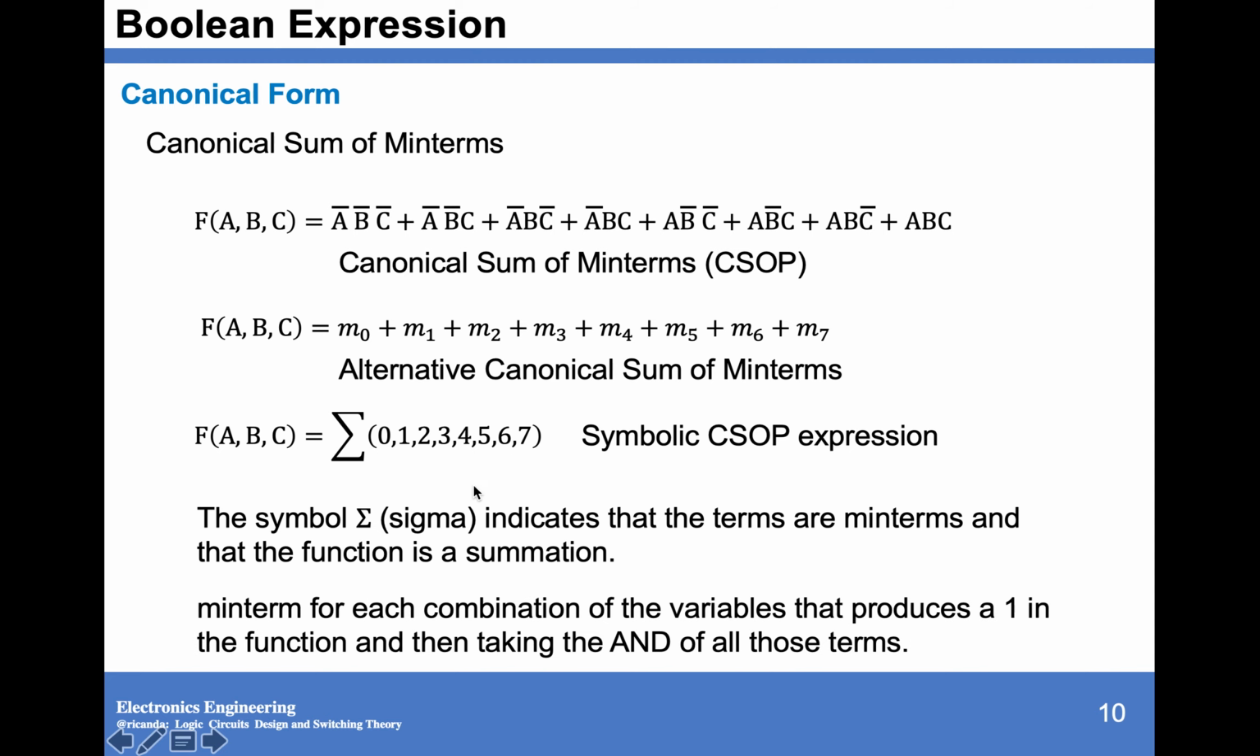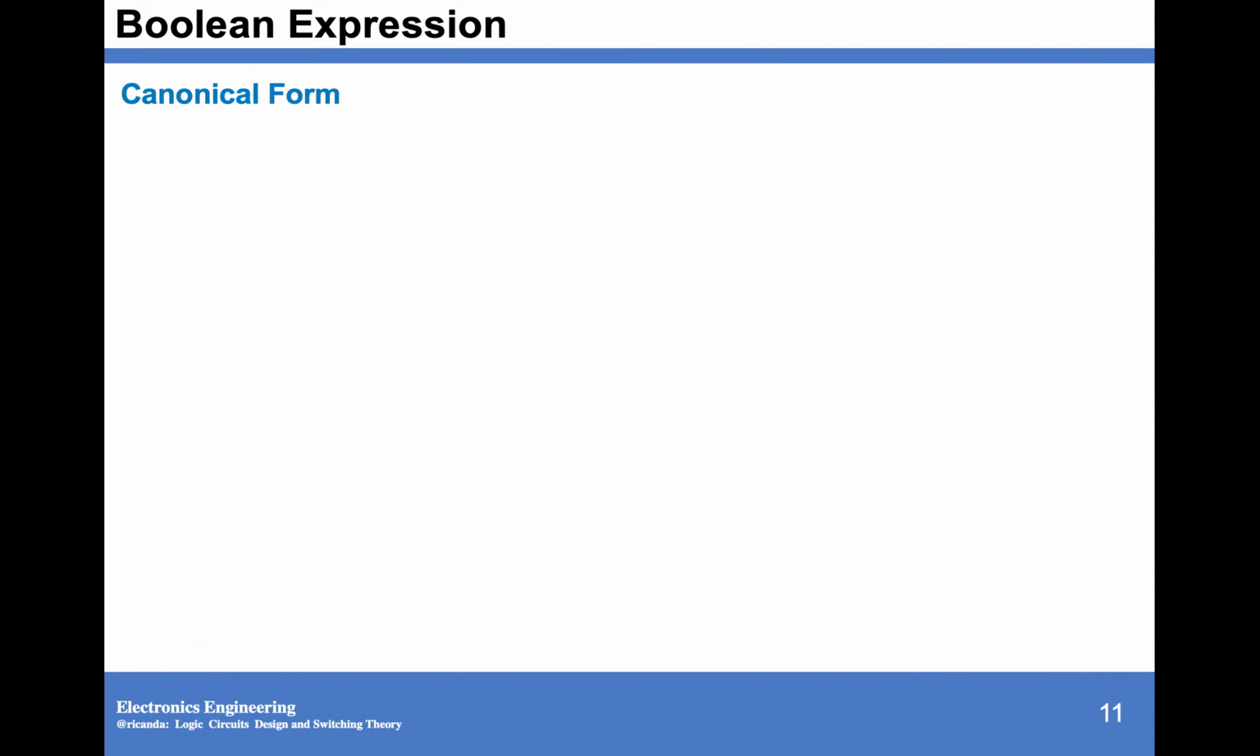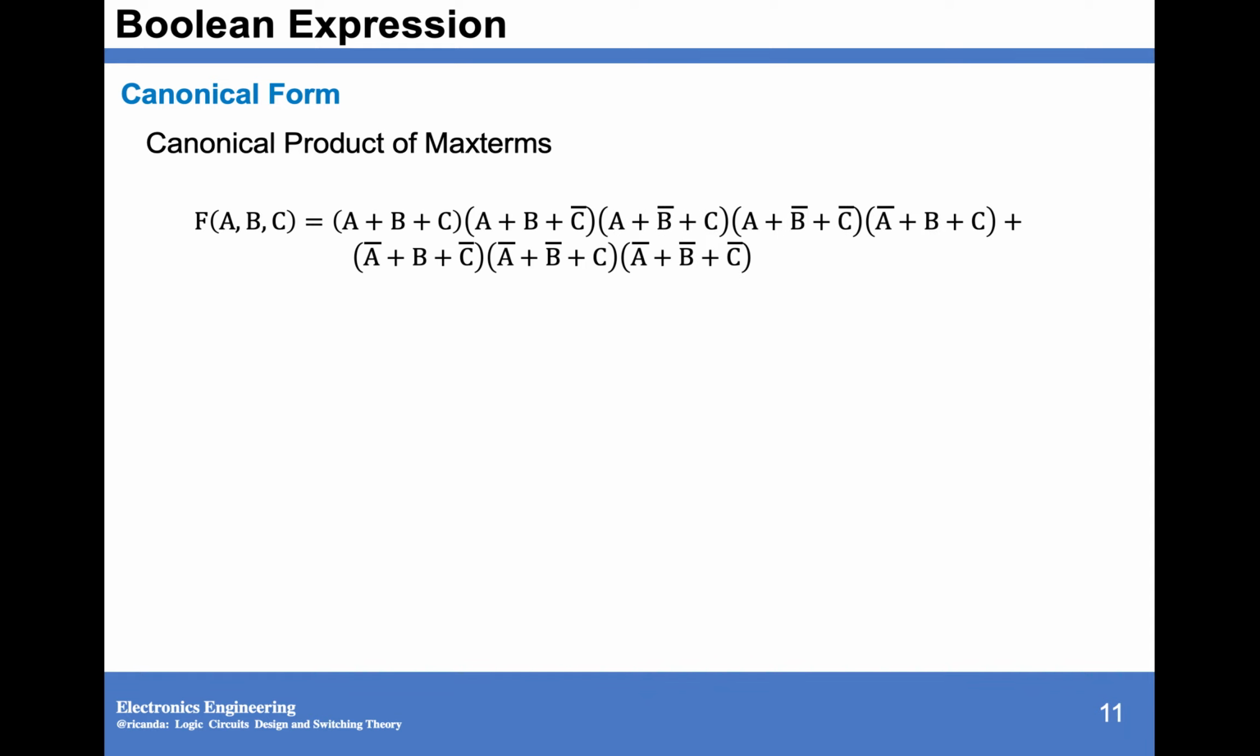And remember also, min term for each combination of the variables, this one, E bar, B bar, C bar, produces a value 1. Or this one, E bar, B bar, C bar, in the truth table, it is equivalent to 1. And the function is taking the AND of all those terms. If we have to get all those max terms, we call that one the product of max terms. So from 0 up to 7.